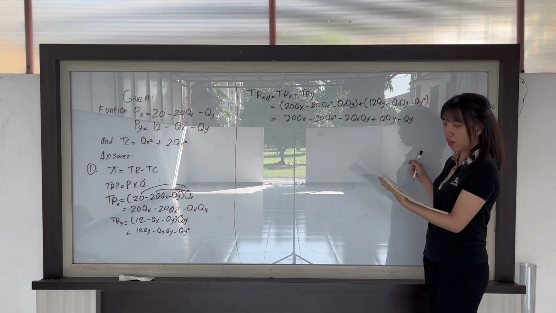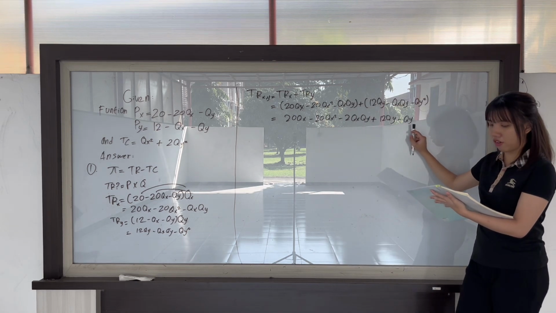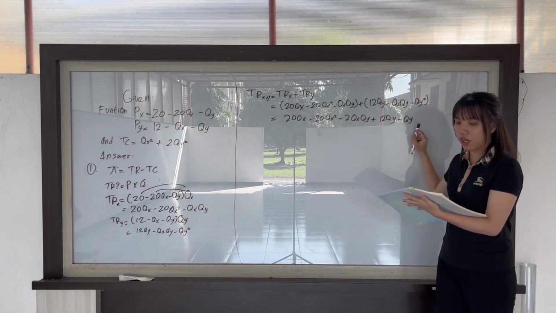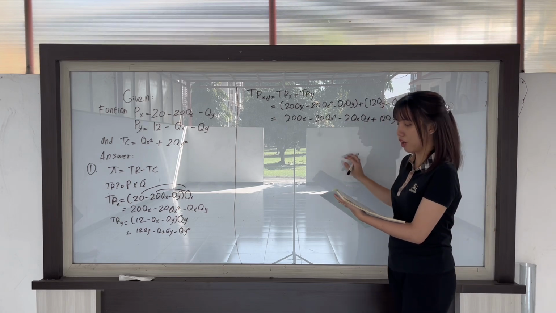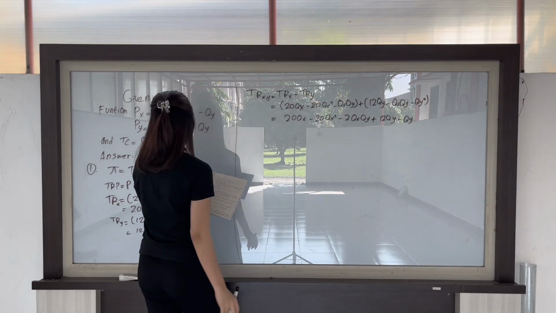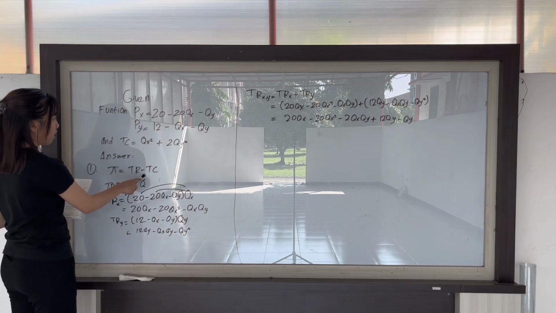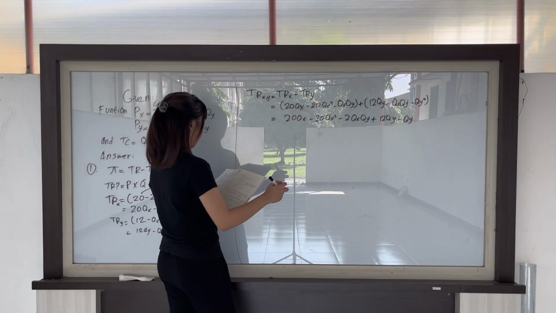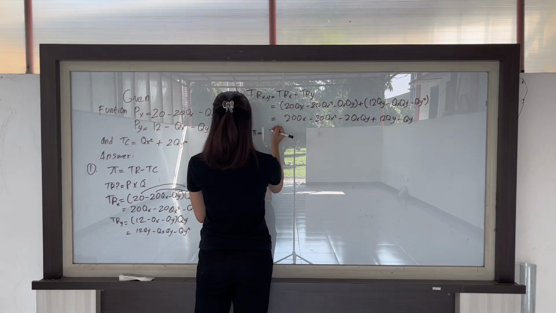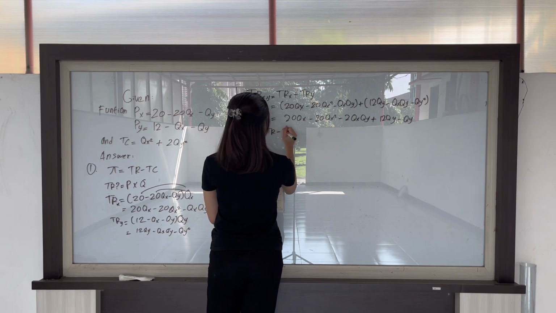Since we already know the TR function, now we calculate the maximum profit function. Let's write the formula again. The formula is P equals TR minus TC.